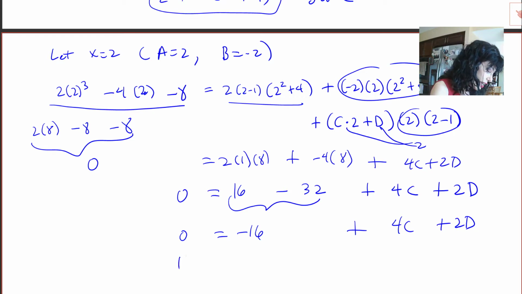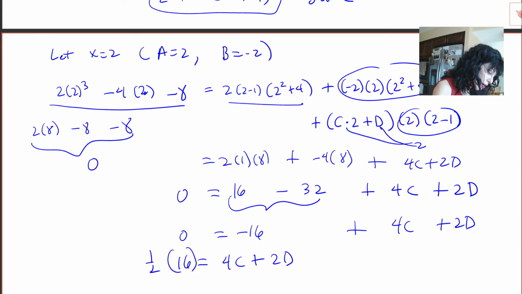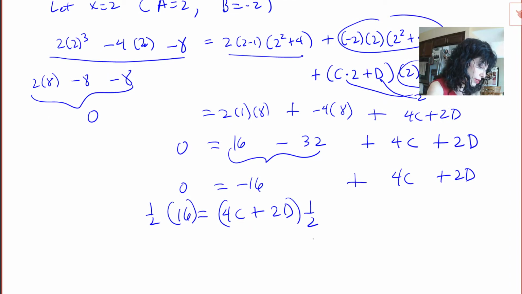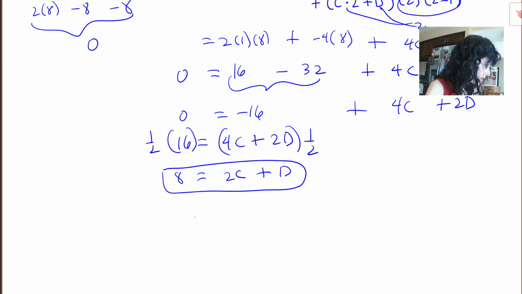How about if we add 16 to both sides? And so we have 16 is equal to 4c plus 2d. And we could leave it. I'm going to reduce, so I'm going to multiply both sides by a half again and get a little bit more simple of an equation. We'll get 8 is equal to 2c plus d. Okay, let me put a box around that. So what are we doing? Boy, we're just burning up the time here.